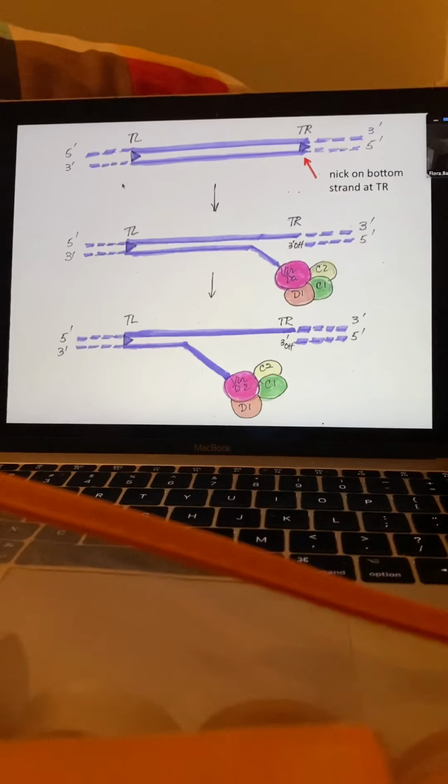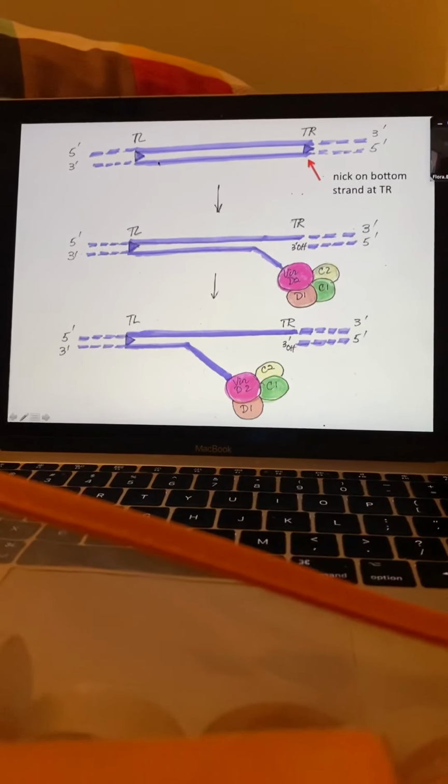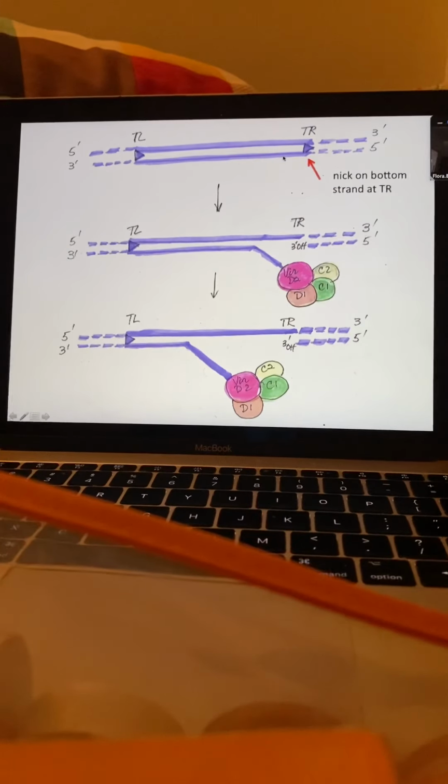I finished by discussing how you generate the tDNA strand, which is a single-stranded DNA. It's not double-stranded, so you peel away this. Let me move this so I can see because I'm blocking myself. Okay. So you peel away this bottom strand corresponding to the tDNA only.